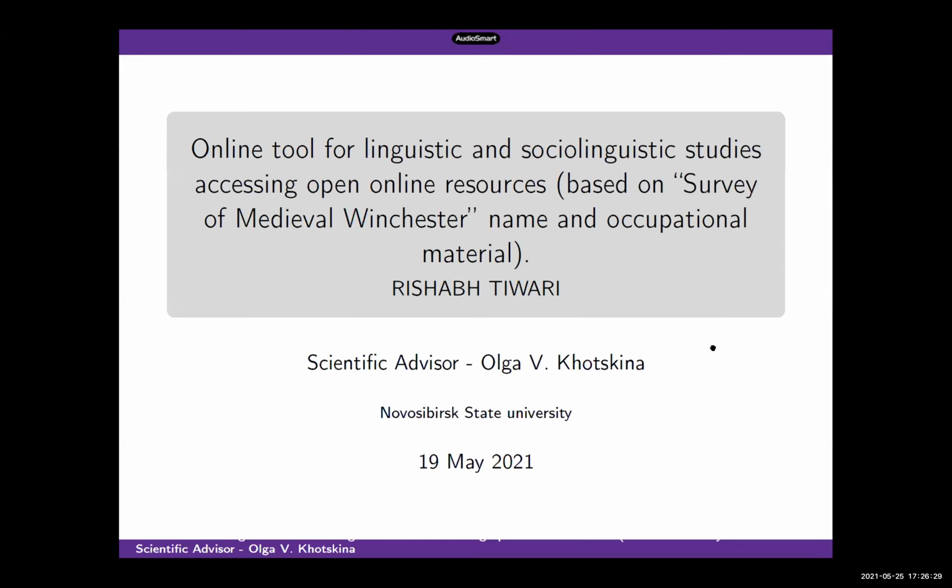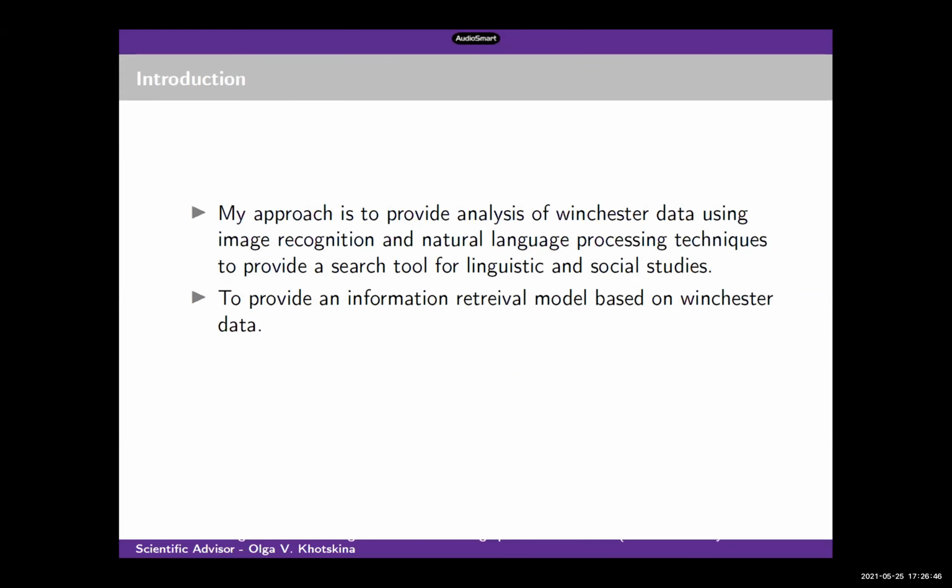Okay, so the topic of my master thesis is an online tool for linguistics and sociolinguistic studies based on Winchester material, and it is mainly based on names and occupation material from Winchester. So I will introduce my thesis. My approach is to provide an analysis of Winchester data using image recognition for converting this data into text, and then apply natural language processing techniques to provide a search tool for linguistics and sociolinguistic studies. And I use this to provide an information retrieval model based on Winchester data.